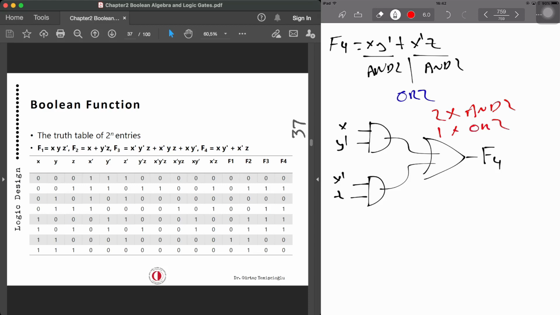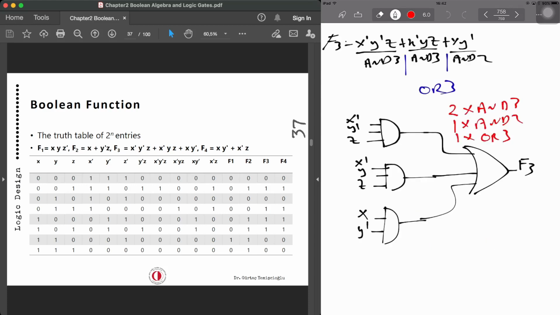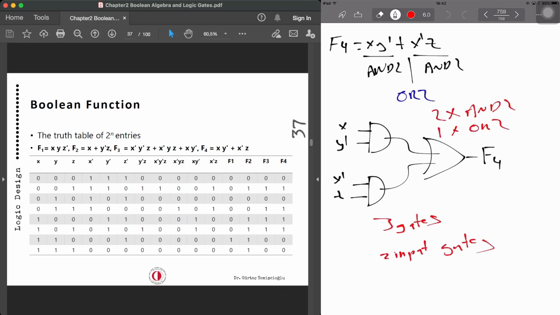So the cost of the system, we have got 3 gates, and they are all 2-input gates. Okay? And if you look at this one, I have got 4 gates in total. And some of them are 3-input gates. As you can see, we have got 2 inputs and 3 inputs. So F3 has got more gates than F4.